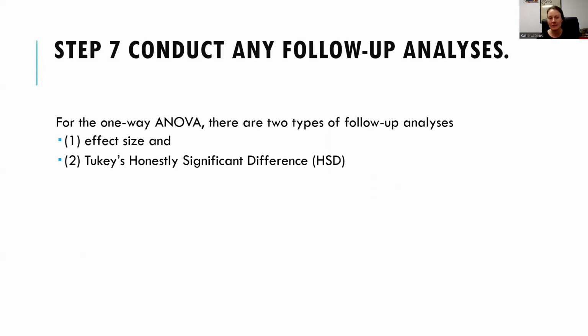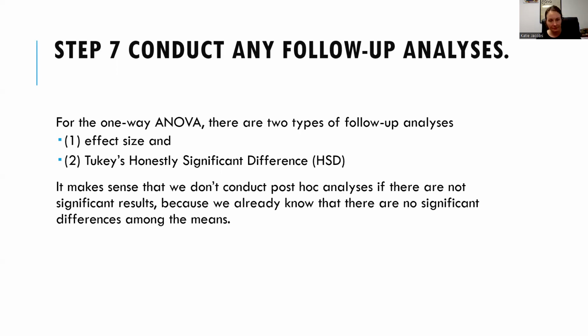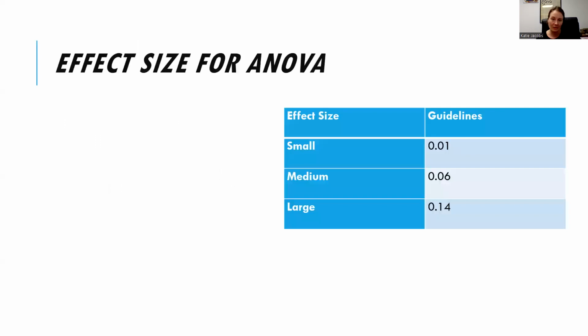Our symbol for Tukey's honestly significant difference is HSD. You'll want to include that onto your handy dandy symbol sheet. So it makes sense that we don't conduct post hoc analyses if there's not statistically significant results in step 6, because that means there's no differences. So we don't need to see how big the differences are, or how meaningful they are, or which one is significantly different because they're not.